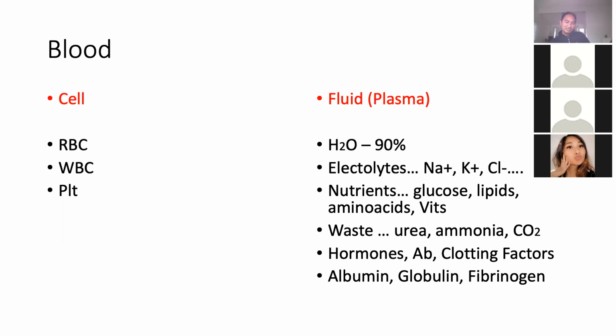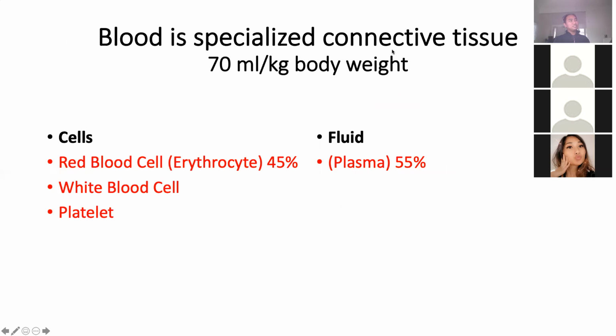But it is nice. It's the difference between plasma and serum. What is serum? Plasma minus clotting factor. If we take out the clotting factor, which is fibrinogen, then we'll get the serum. If we split the blood, it will be cell and the fluid plasma. And what is blood? Blood is specialized connective tissue. What is bone? Bone is a specialized connective tissue. What is cartilage? Cartilage is a specialized connective tissue. Blood is specialized connective tissue, which is made of cell and matrix.